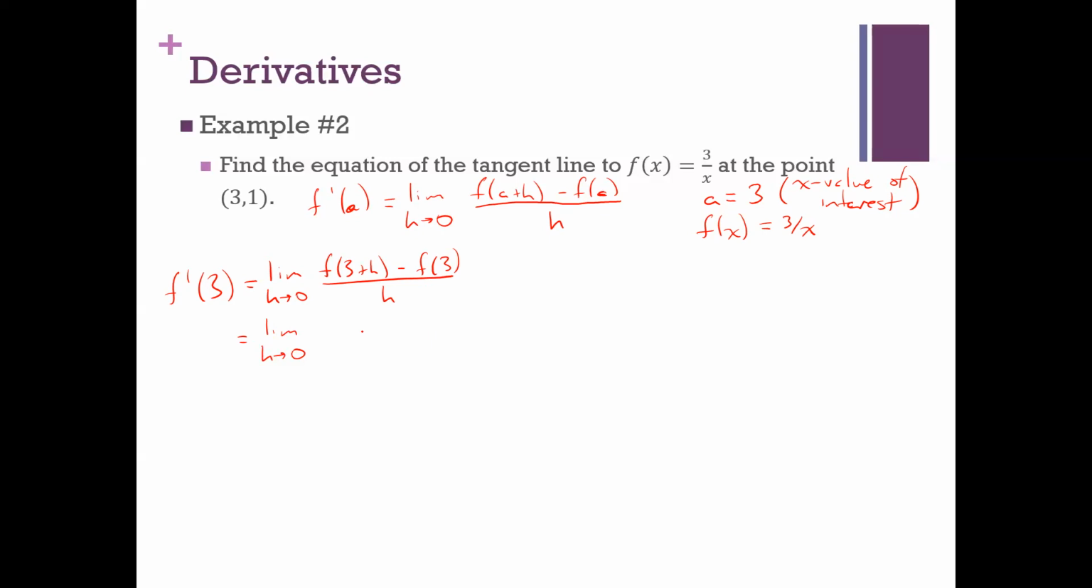What is f of 3 plus h? So 3 over 3 plus h minus f of 3, which is 1, all over h. So drilling down from general to specific. Hoping this limit exists. What can I do to keep trying to find this limit? Go ahead, Sebastian.